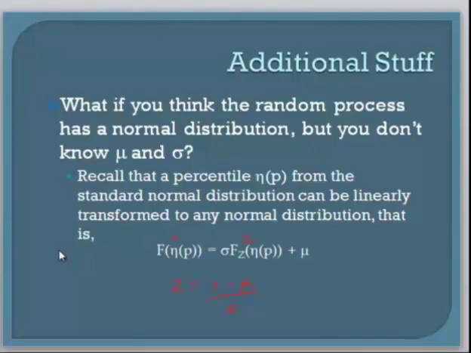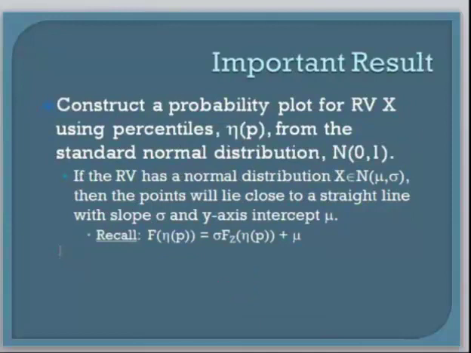So we can construct a probability plot using the percentiles eta p from the standard normal distribution, and if the random variable has a normal distribution, the points will lie reasonably close to a straight line with a slope of the standard deviation. Pretty cool, huh? That's it. Standard deviation and a y-axis intercept of the mean.